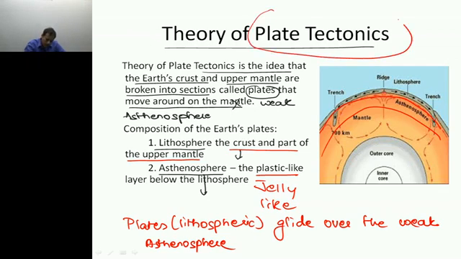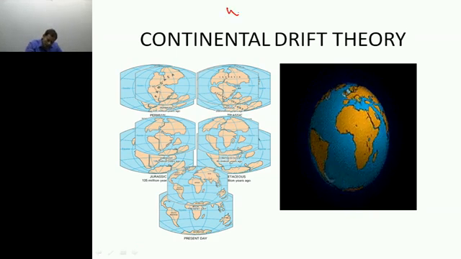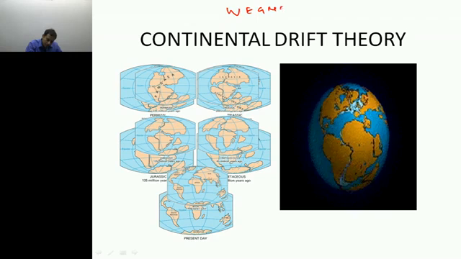But how did the theory of plate tectonics actually develop? Is this theory credited to a single person, or was this theory a new idea, or was it a development of some old idea? Now we have already done the continental drift theory, we have already done the seafloor spreading theory. If you remember, the continental drift theory was given around 1912 by Alfred Wegener.